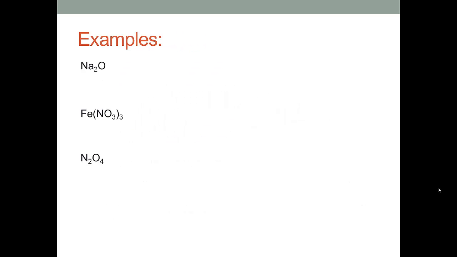Here we have 3 examples to practice on. The first one is Na2O. If you look those things up, you'll see that sodium is a metal. It does not have more than one positive charge, so you can just name it as it is. That would be sodium oxide.